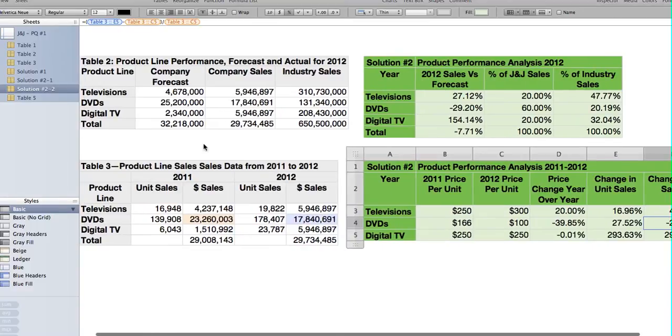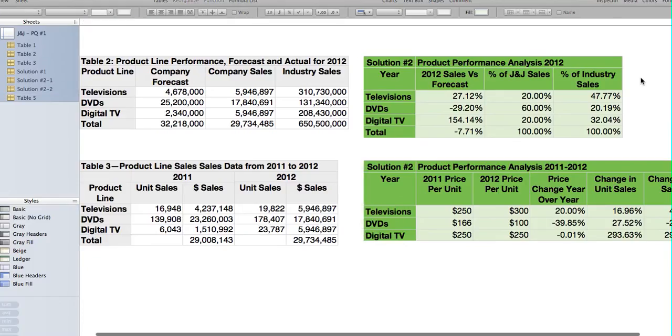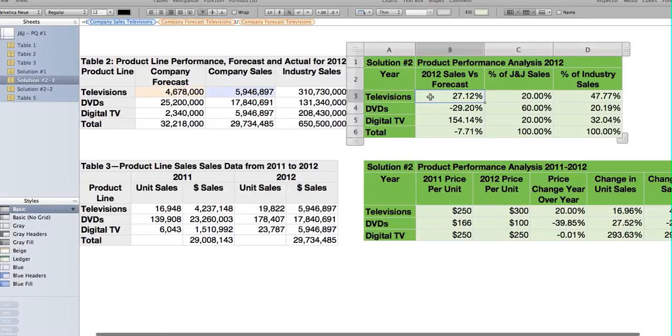We first want to understand what the company's product line performance is like and how the product lines themselves are interacting. So we're first going to see how well the company did against its expectations. For each of the products that they sell, we're going to compare what they actually sold to what they expected to sell. And this is looking at dollar sales.